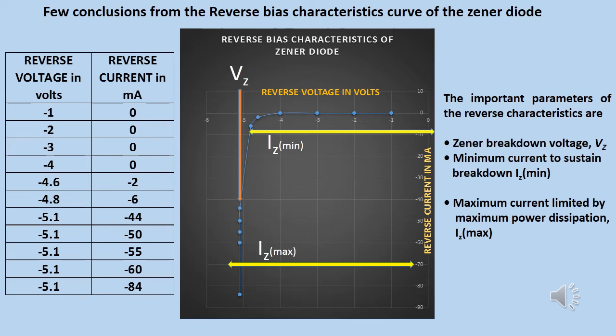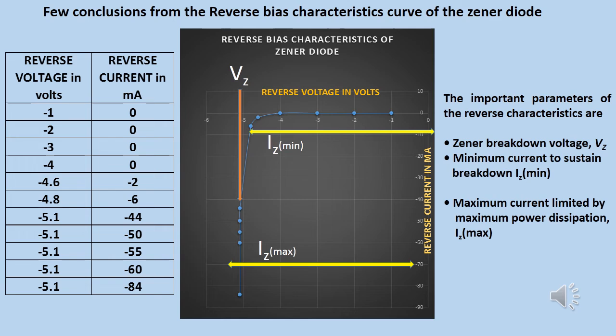From this reverse bias characteristics curve, three parameters can be found out. The first one is Zener breakdown voltage VZ. The second one is the minimum current to sustain breakdown, that is IZ min. The third one is the maximum current limited by the maximum power dissipation, that is IZ max. These three parameters can be measured. What is Zener breakdown voltage VZ? Look at the graph. There you can see the letter VZ. VZ is the reverse voltage at which the reverse current increases abruptly.